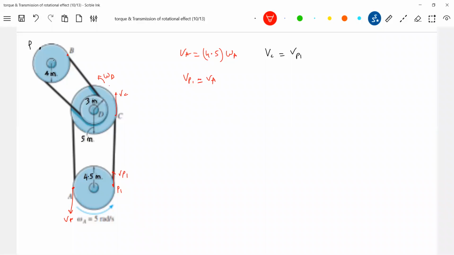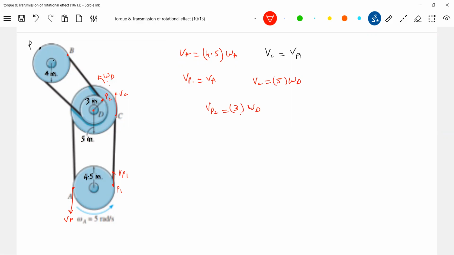Then we know Vc. Can we calculate angular velocity? So Vc is equal to 5 meter into omega D. Able to get this? Just the circular motion concept. And now we know the angular velocity. Can we calculate the velocity of this point P2? Velocity of point P2 should be equal to 3 into omega D.